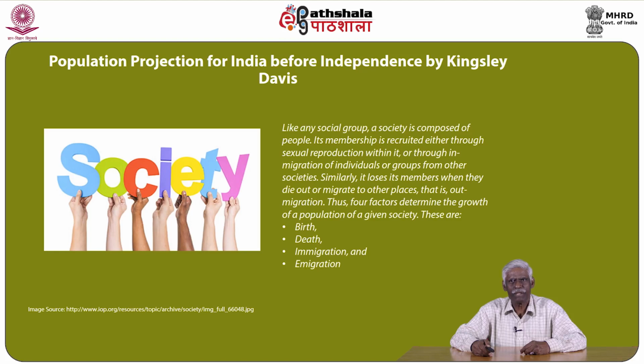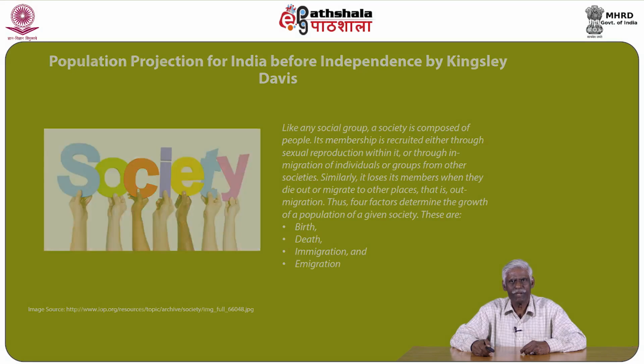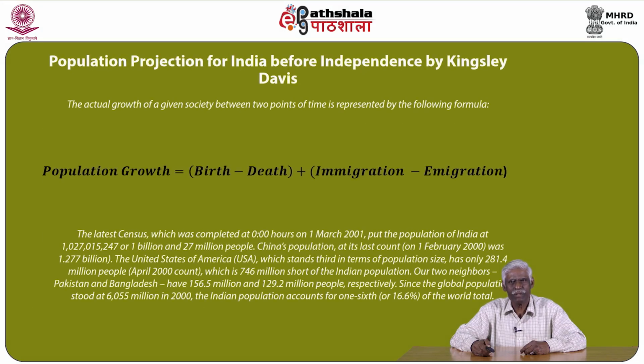For understanding any society, the first thing to know is the size of its membership and its distribution in terms of sex, age, place of residence, and other socially significant characteristics such as marital status, education, occupation, religious affiliation, etc. Like any social group, a society is composed of people. Its membership is recruited either through sexual reproduction within it or through in-migration of individuals or groups from other societies. Similarly, it loses its members when they die or migrate to other places, that is, out-migration. Thus, 4 factors determine the growth of a population: births, deaths, immigration and emigration. The actual growth between 2 points of time is population growth equals births minus deaths plus immigration minus emigration.